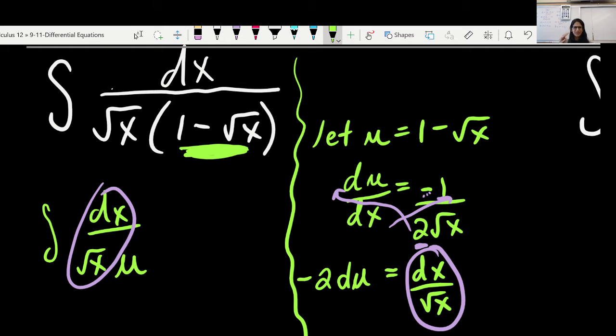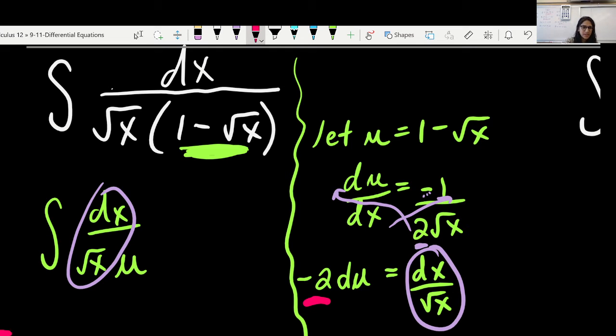So I know I use these different colors and it's looking a little bit messy, but I hope that's kind of making sense. So it's dx over root x times u, and I've purposely substituted in u there for a reason you'll see in just a moment. Okay. We notice, or hopefully you notice, that dx over root x is the same thing as negative 2 du. Actually, let me use even a different color. Let me do the negative 2.